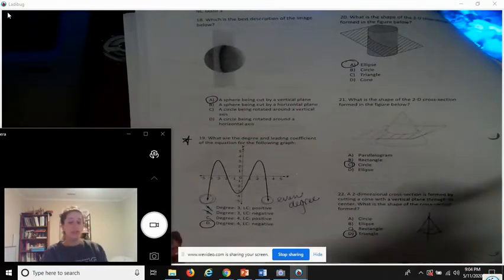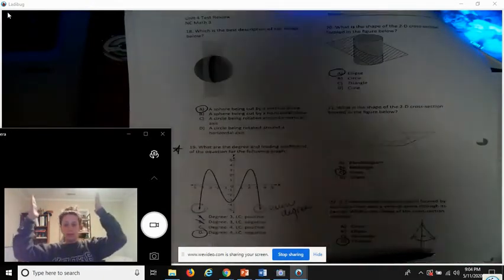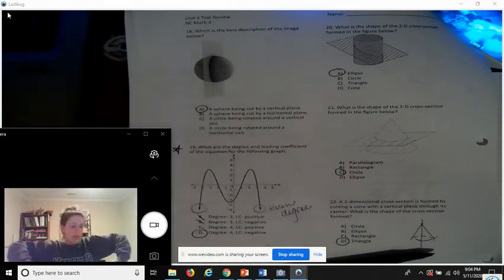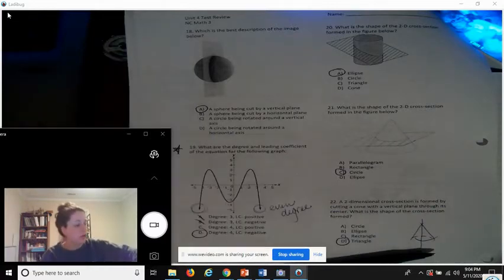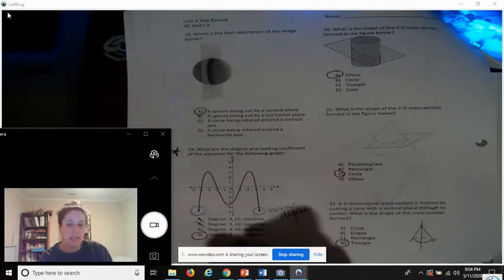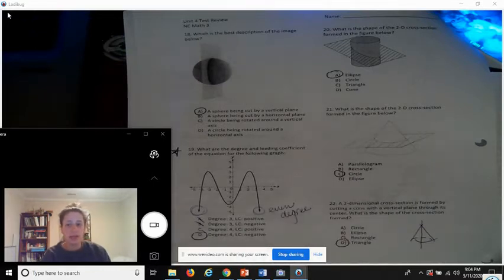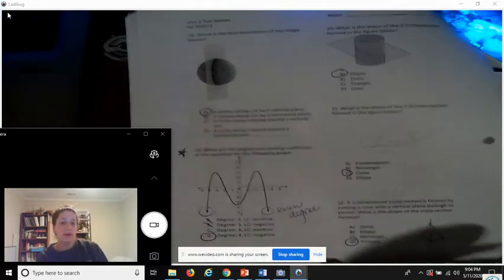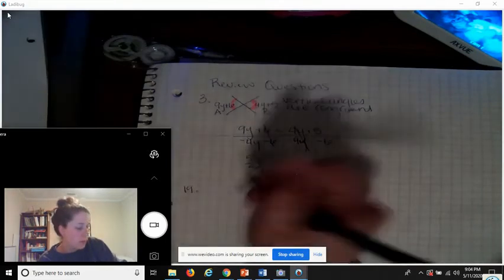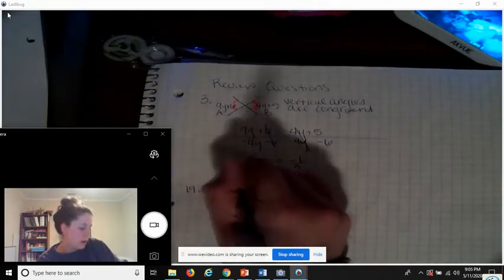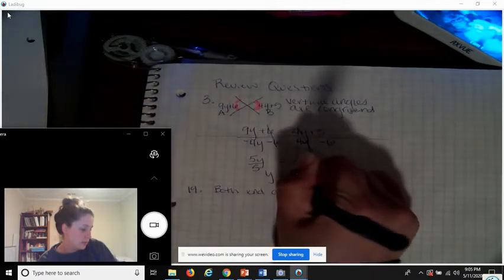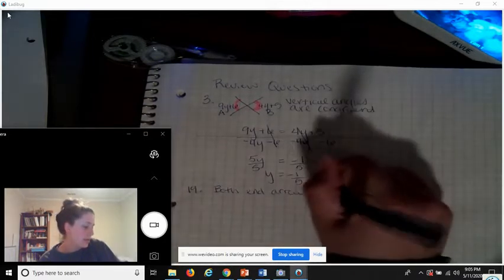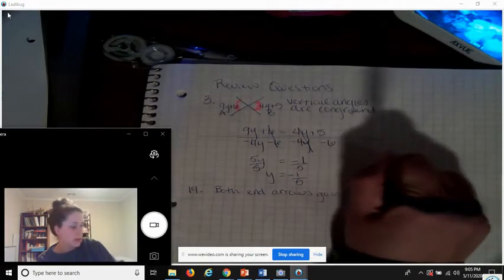Now, with even degrees, they can both go up or they can both face down. And if they are both up, you have a positive leading coefficient. If they're both down, you have a negative leading coefficient. So it has to be D, that my leading coefficient is negative. So I'm going to write out both end arrows go in the same direction.